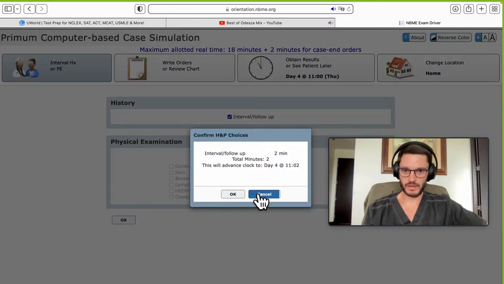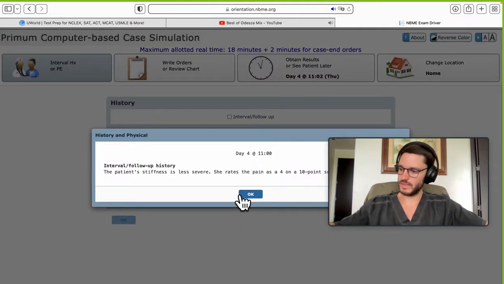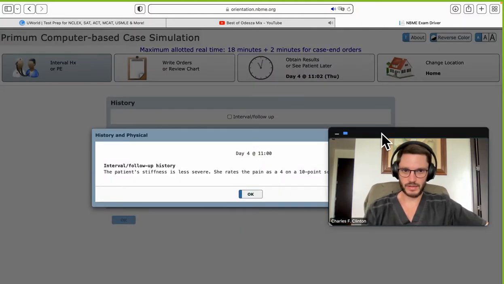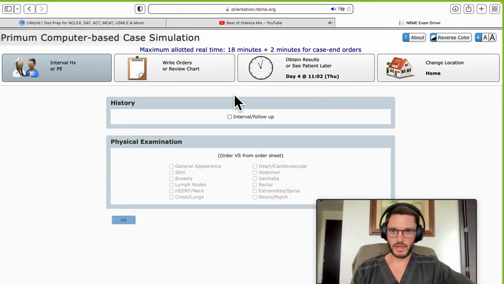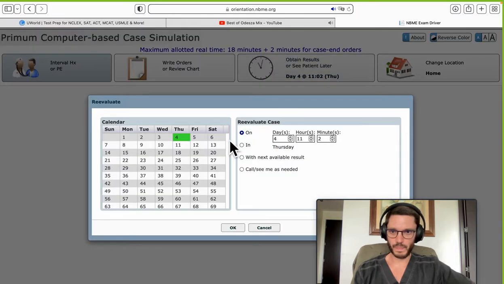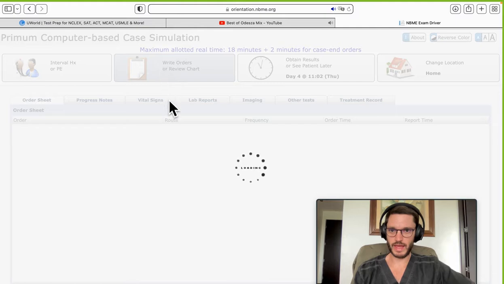Okay. Well, send it to? It says she is in less pain, so I just wasted some time there. We already got that information, and I'm sending her home. She's home. So when is she coming back? We don't know. Obtain results or see patient later. I want to see her. Reevaluate case. Okay, we already know that she has rheumatoid arthritis. We already saw the labs.